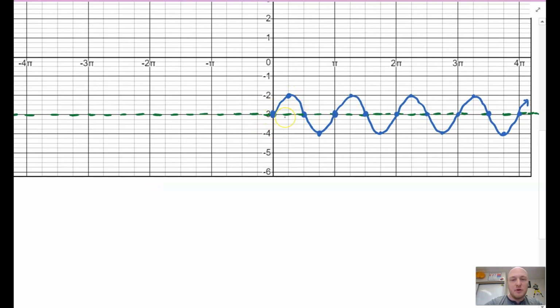So every pi fourths, if you're looking at scale, remember we talked about scales using pi fourths. If we take our period, which is pi, and cut it into fourths, quarter it, every pi fourths we have a key point.